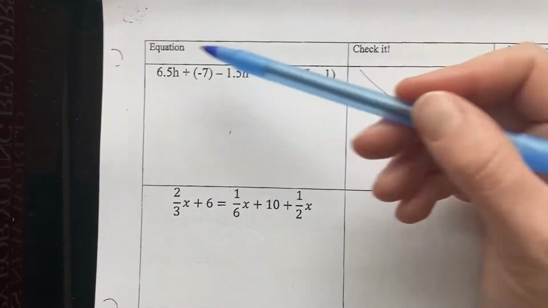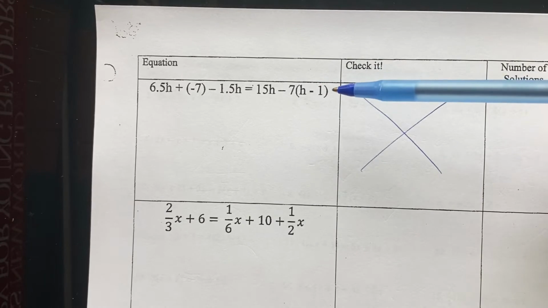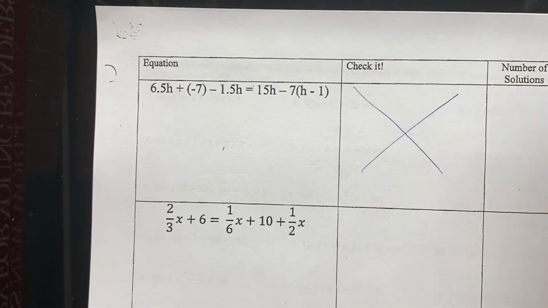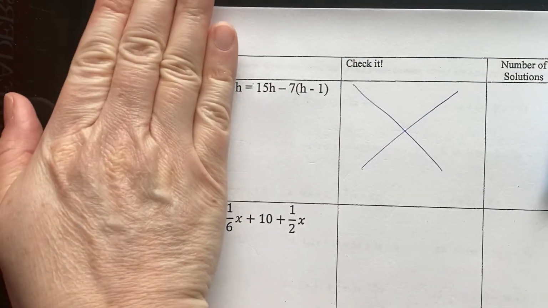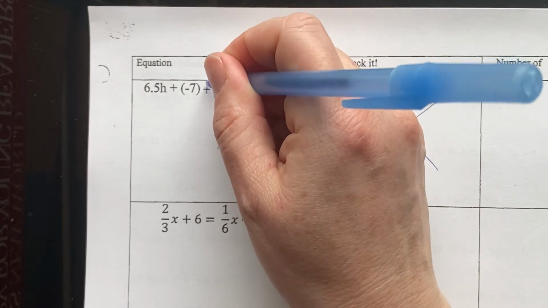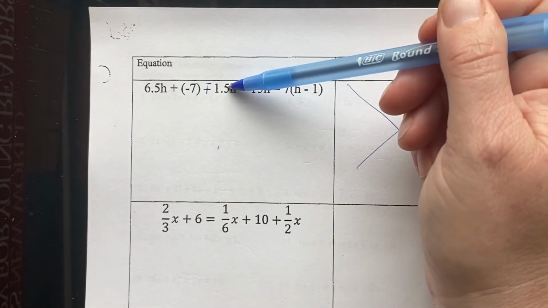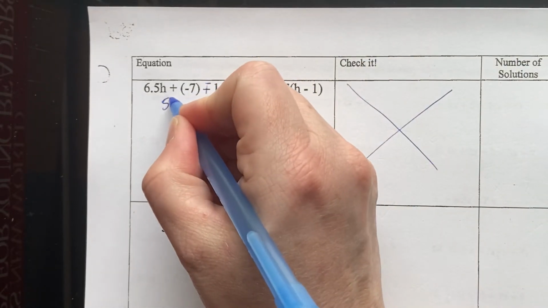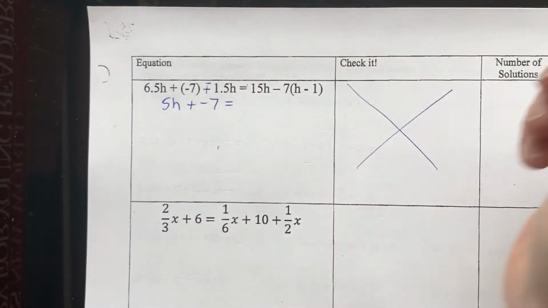The other two aren't terrible. You can see here we're working with some rational numbers. I have an answer key, so I know where we're going with this, but looking at this, don't be afraid. You've got some simplifying that you can do on the left. You've got some simplifying you can do on the right. I'm going to add the opposite here. So I have positive 6.5 and negative 1.5, which is going to give me 5h plus negative 7 equals.